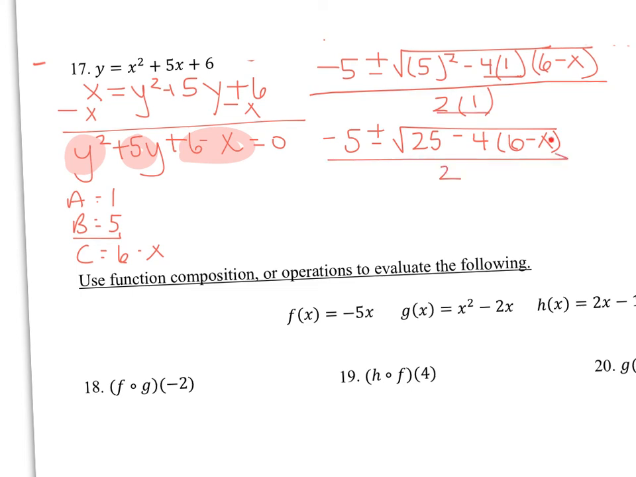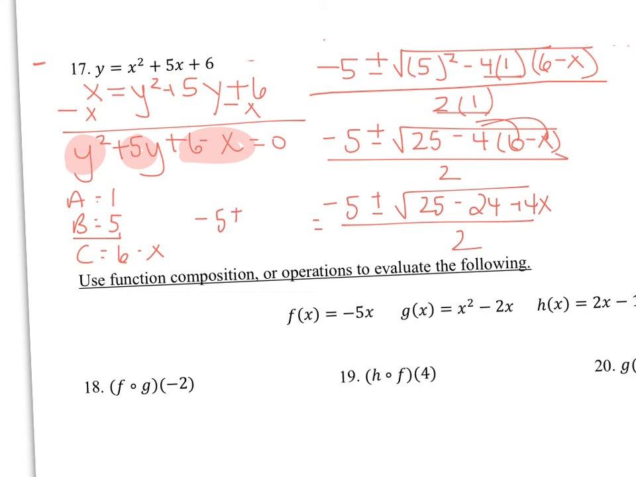So now, if I look at this piece, I can go ahead and distribute. So I'm left with 25 minus 24, because negative 4 times 6 is negative 24. And negative 4 times negative x is positive 4x, all over 2. So just come over to this side. I have negative 5 plus or minus the square root of 25 minus 24 is 1, plus 4x, all over 2. There's nothing else I can do. I'm done.